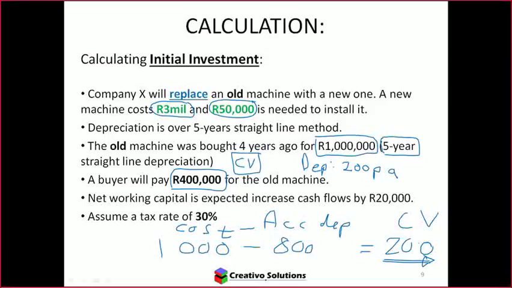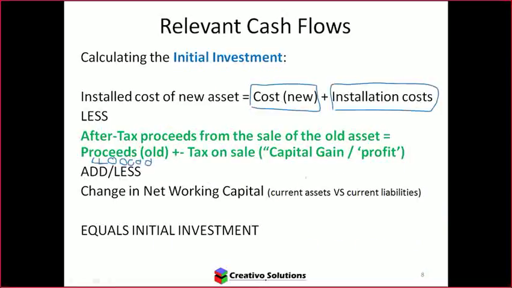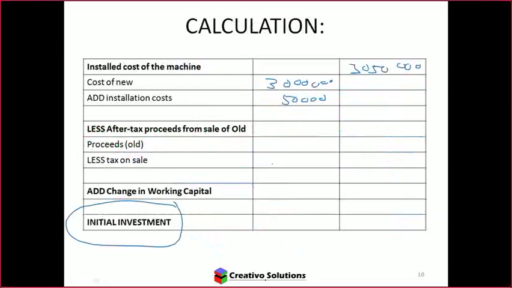30%. Yes. So what is the tax on the sale? 200,000 rand gain times 30% tax. Does that make sense? So 60,000. Okay, so what is the after-tax proceeds from the sale of the asset? 400 minus 60. Is that okay?